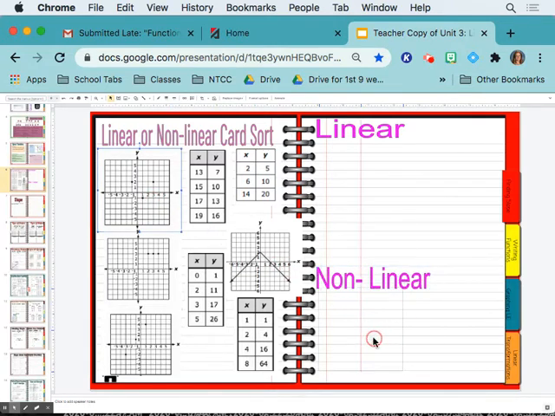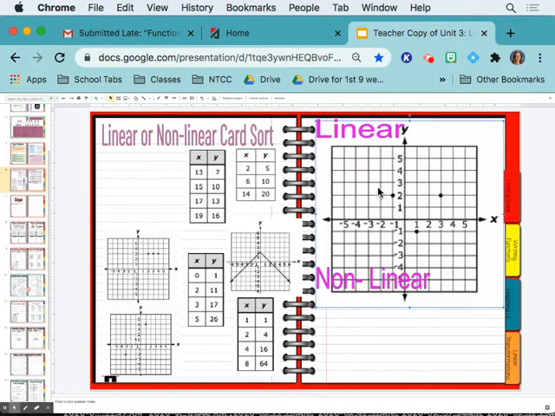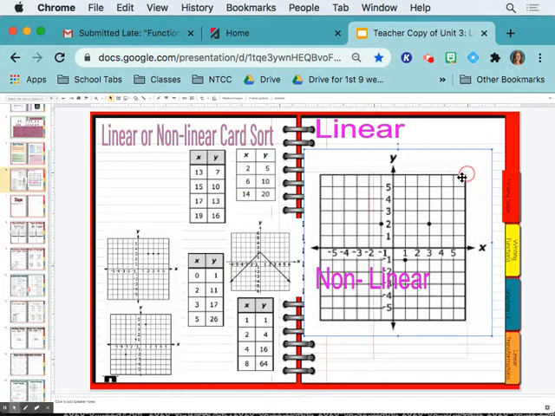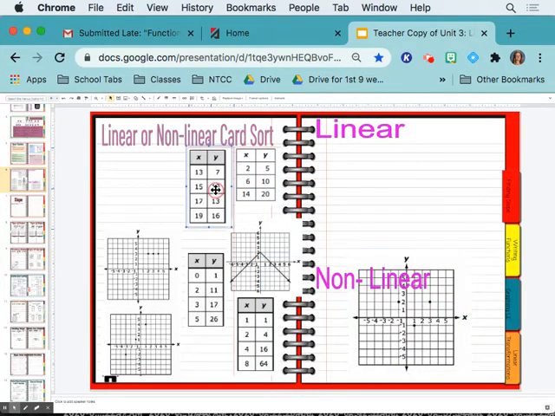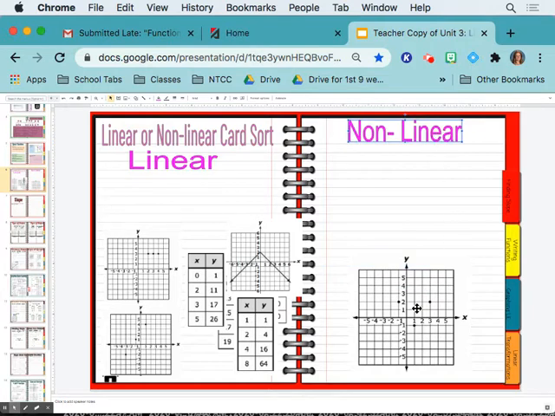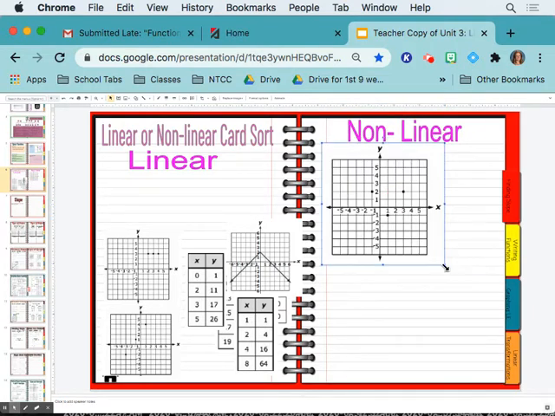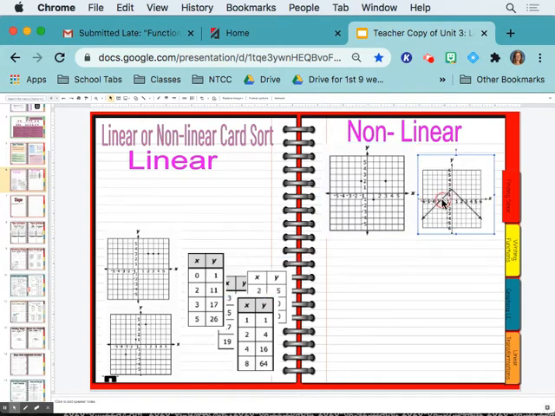So this one, if I can't really see it, I'll just zoom in. If I were to connect these, it makes a V. So this is definitely nonlinear. Make it smaller so that they all fit. What I would really suggest is having linear over here and nonlinear here, and that would help us with space. So this is definitely nonlinear.